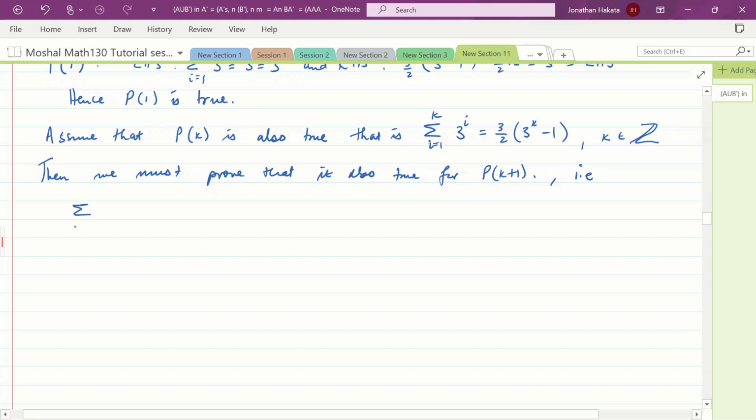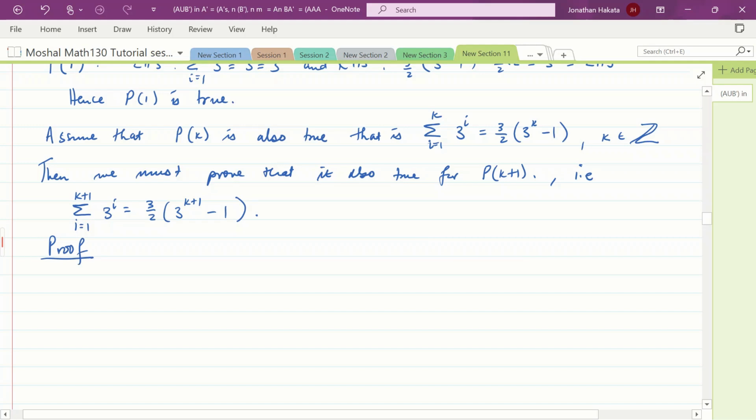That is summation, we need to prove this, from i equal to 1 up to k plus 1 of 3 to the i is equal to 3 over 2 times 3 to the power of k plus 1 minus 1. So we come down here and write down the proof.